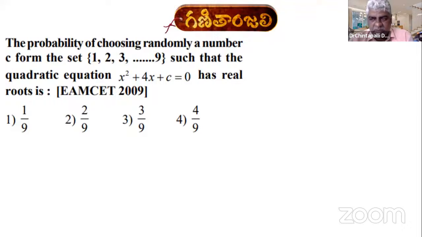In this question, probability is linked with algebra, the heart of algebra. Have a look at this question. The probability of choosing randomly a number c from the set 1, 2, 3, and so on up to 9, such that the quadratic equation x square plus 4x plus c is equal to 0 has real roots. Having real roots means some equations don't have real roots. For example, if you take an equation.